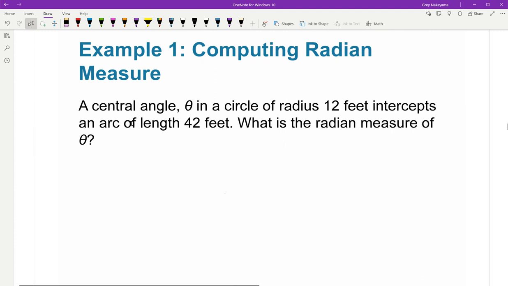But a central angle theta, this is example 1, a central angle theta in a circle of radius 12 feet intercepts an arc of length 42 feet. What is the radian measure of theta? Well, I'm looking for the radian measure. The radian measure is theta equals S over R. So in this particular case, S in my problem is 42 and R is 12. So the radian measure of this angle is 3.5 radians.